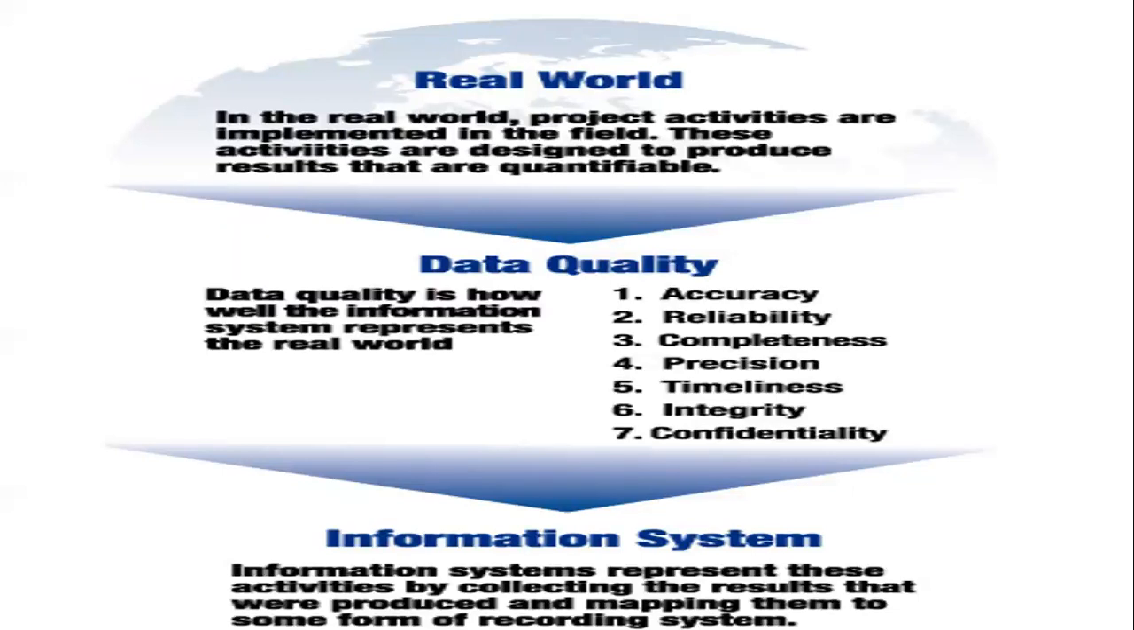So just like I mentioned, in real world situations, project activities are implemented in the field, and these activities are designed to produce results that are quantifiable. So data quality is how well the information system represents the real world. And these are the dimensions. One of the dimensions, I mentioned accuracy, which wasn't touched in the other slide.